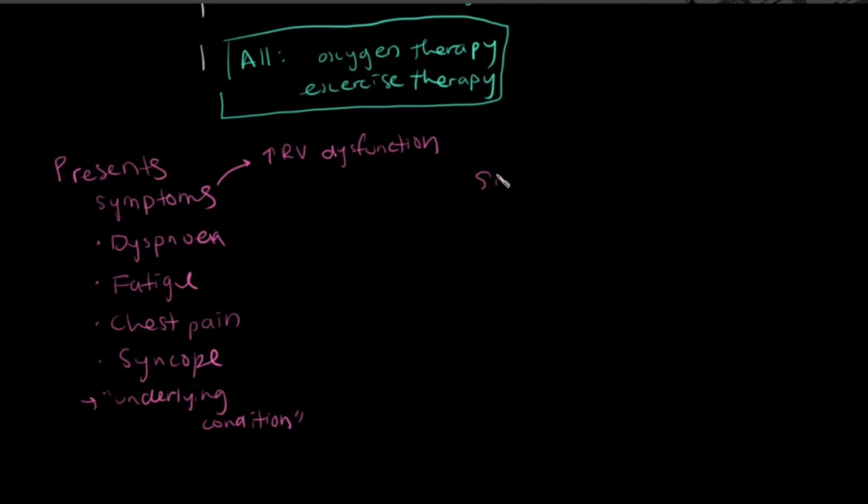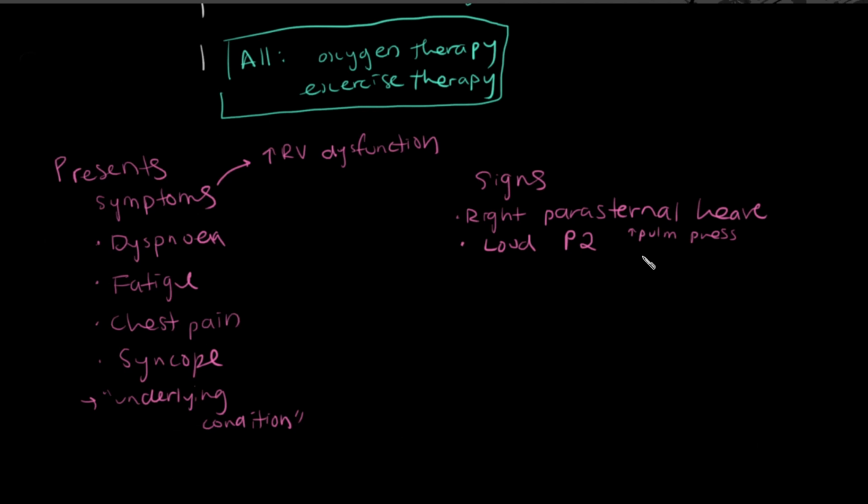And similarly, the signs are going to follow from that. So we have a right parasternal heave, where you feel that right ventricle thumping. It's due to right ventricular hypertrophy, and you really feel that to the right of the sternum. They'll have a loud P2, part of the heart sound. So that is due to increased pulmonary pressures causing a faster closing of that pulmonary valve in the second heart sound. So the increased pressures cause a quicker closing of the pulmonic valve.